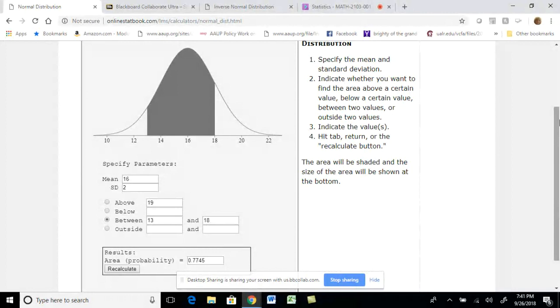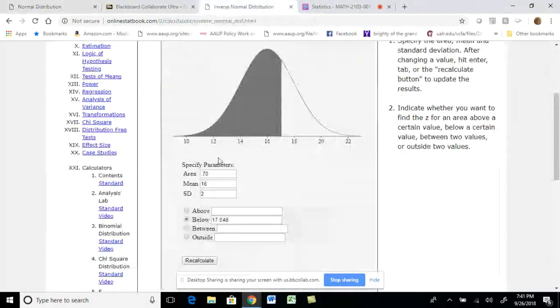So percentile always means below. And for the number that we get on this calculator, we use the inverse normal calculator because we're given a percent. That number means 70% of the fish are below 17 inches long. 30% are above 17 inches. Okay, so does that help?